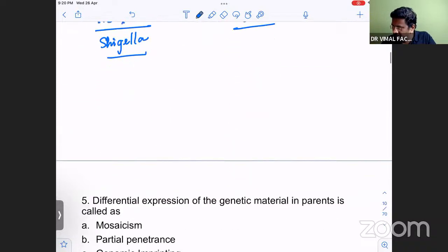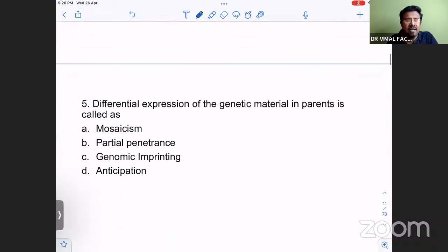Okay. Moving on to the next question. Differential expression of the genetic material in parents is called as, what do you think is the answer?